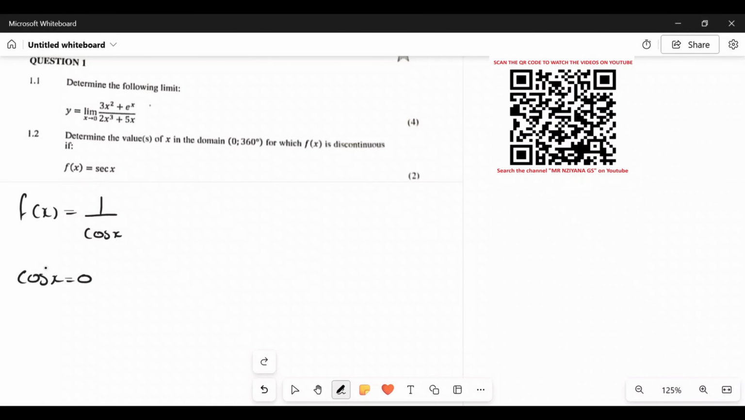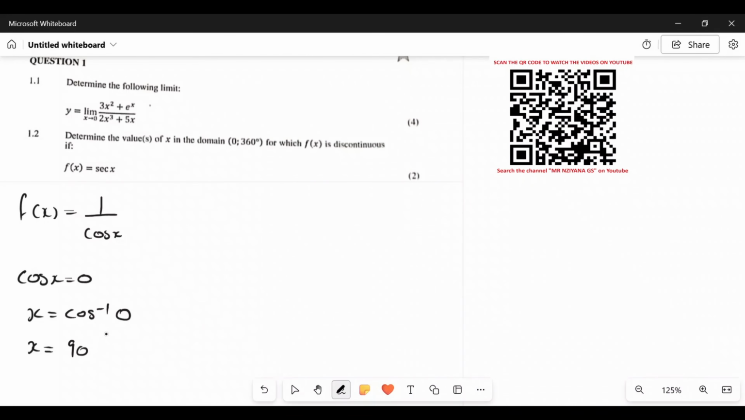This is so simple, guys. You're going to transpose our cos to the right-hand side. When you transpose our cos to the right-hand side, it's going to become arc cos 0. Guys, arc cos 0, it is not cos to the power of -1. You press shift, then you press cos, then you will have arc cos 0. So arc cos 0, I am getting 90 degrees.